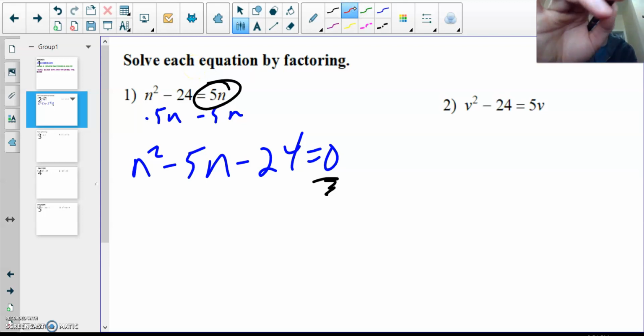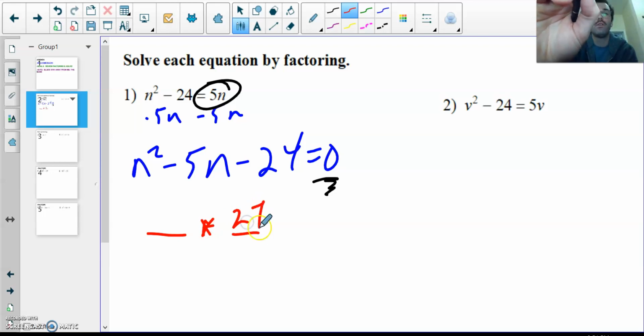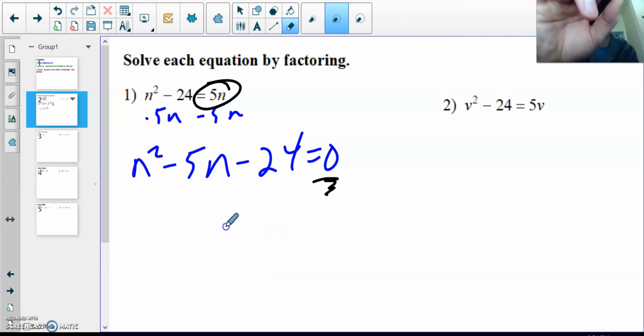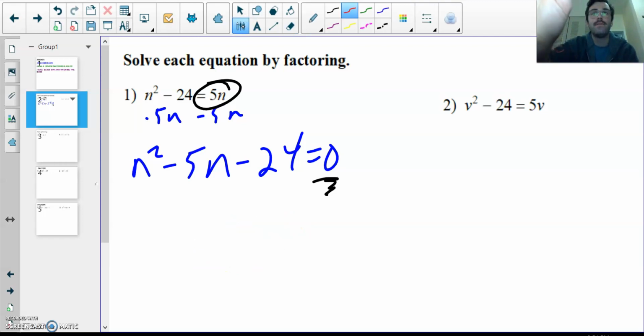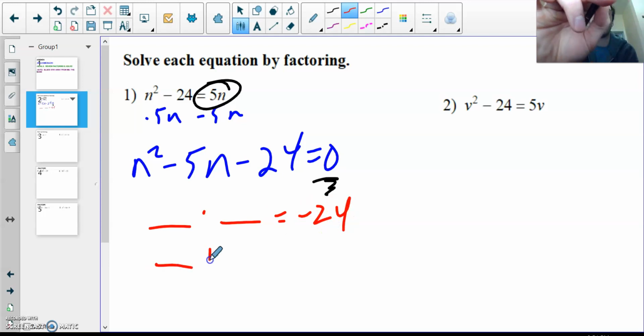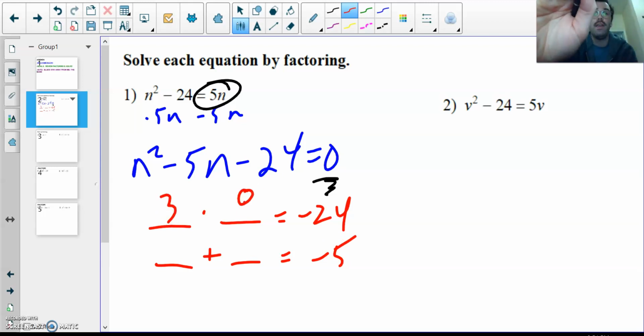Next, I want to factor. I want to find two numbers that multiply to negative 24, and those same two numbers must add to negative 5. The only two numbers that work are 3 and 8. One of them has to be negative since it's negative 24. I want to get negative 5. If I made the 3 negative, that would give me positive 5, so I need the 8 to be negative.